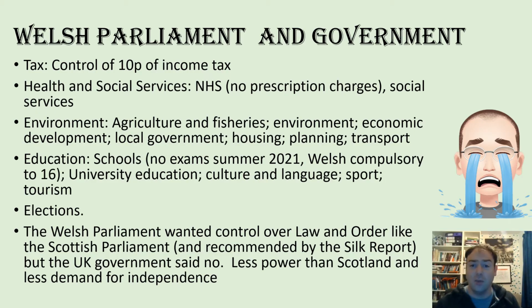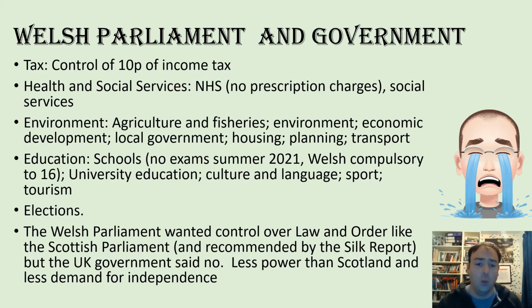In education, we've seen some variation. So, for example, there's no exams in summer 2021. Welsh students all sit ASs, so they didn't move to the linear A levels like they did in England. Also, another major thing you'd notice if you're in a Welsh school is that Welsh is compulsory to the age of 16. A slight variation in university education, notably the fees are slightly lower. They have control over culture and language, sport, tourism, and control over elections.